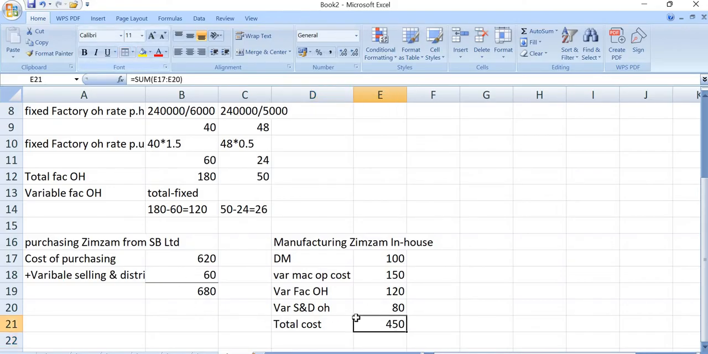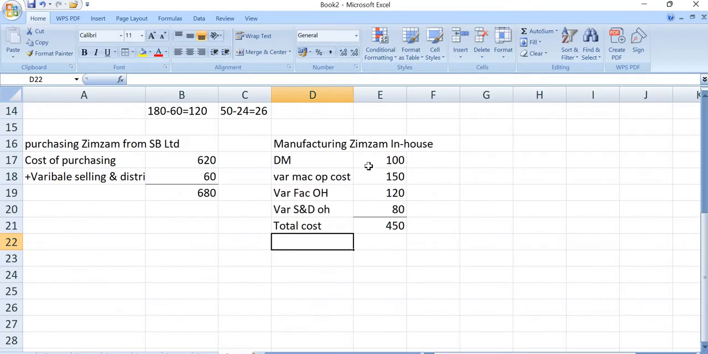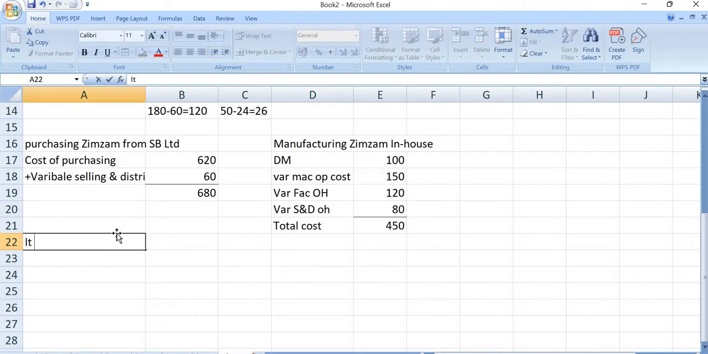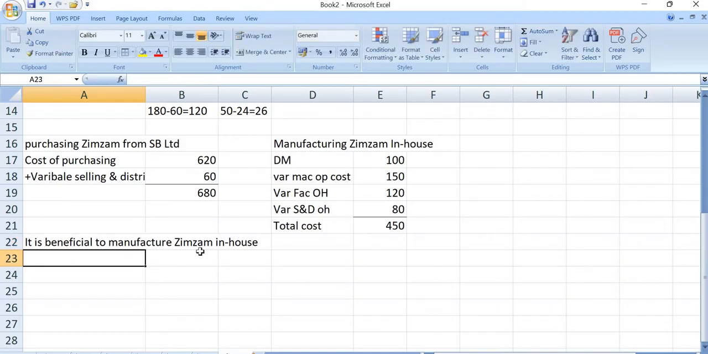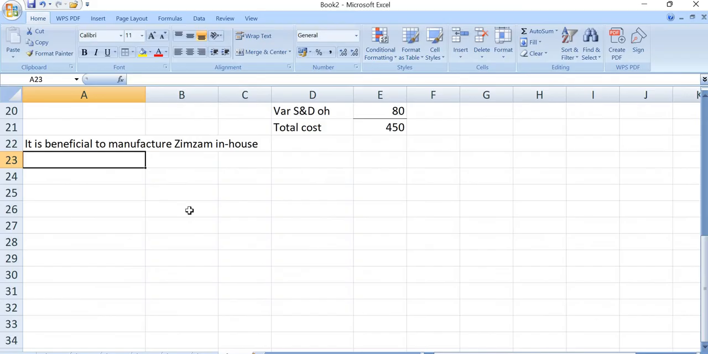So based on this, I can say manufacturing Zimzam in-house is beneficial, right? So it is beneficial to manufacture Zimzam in-house. So this is our decision. Okay, fine. Now let's come to bonbon and Zimzam. Let's decide whether to manufacture Zimzam or bonbon. If manufacturing bonbon is more beneficial, I can go for that, right?